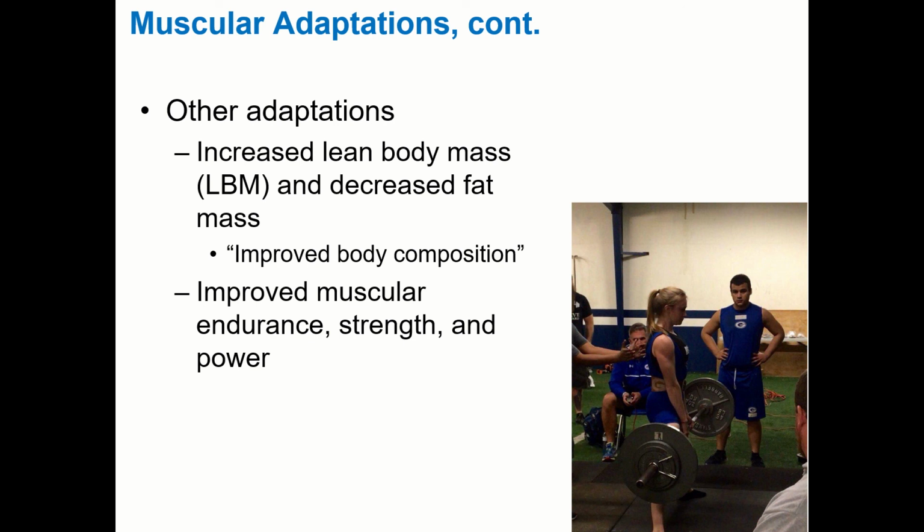And so that means that 15% of your total weight is fat, and then everything else is non-fat or lean mass, right? And so after a resistance training program, with the additional lean mass, with the additional muscle mass, again, we tend to see reductions in fat mass, so we see improved body composition. Obviously, after a resistance training program, you tend to see increased muscular strength, muscular endurance, and muscular power.